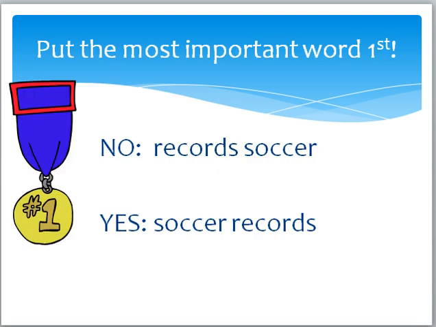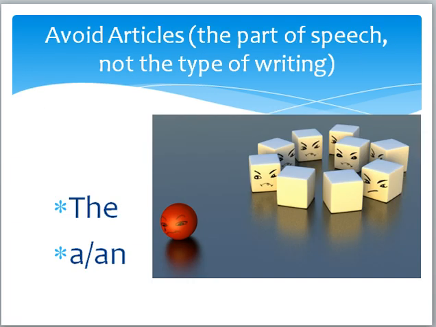But let's move on. First of all, if you're doing a Google search or any search, you always want to put the most important word of your search first. So for instance, if I wanted to research soccer records, I'm going to put soccer first. I am not going to put records first. If I say record soccer, I'm going to get a bunch of stuff on records, and then soccer is going to be this secondary information that I get. So you always want to put that keyword first.